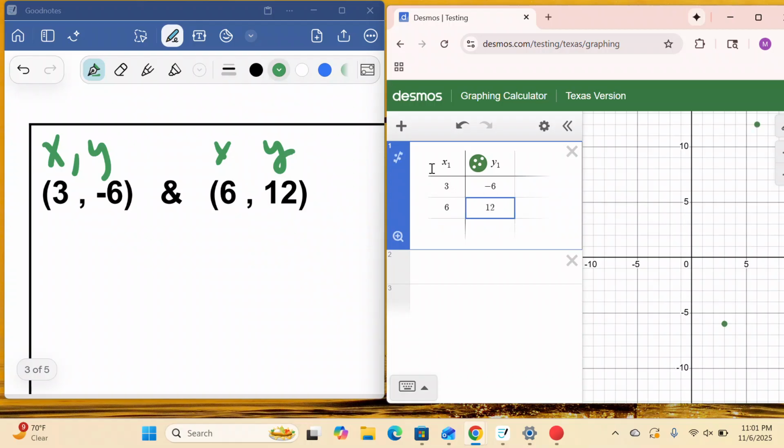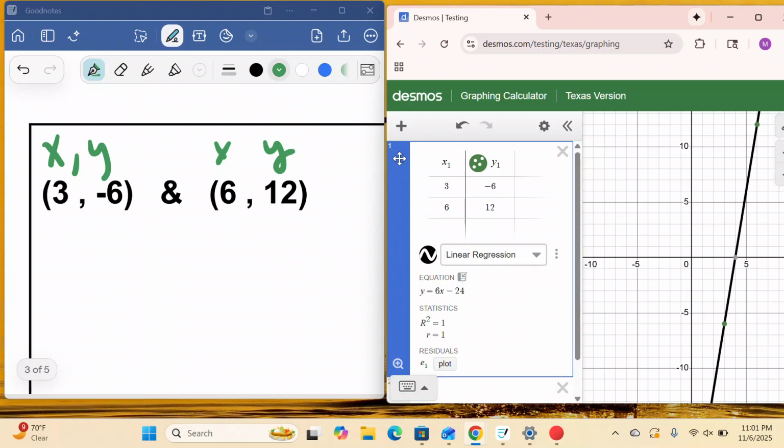I'm going to add my regression. It should be forming our straight line. And automatically right there, I can see that I'm going to get the equation. So the equation, and I'm going to write it down, is y equals 6x minus 24.